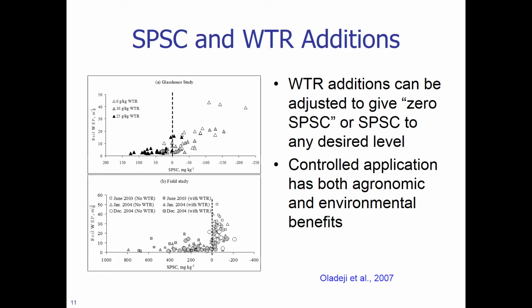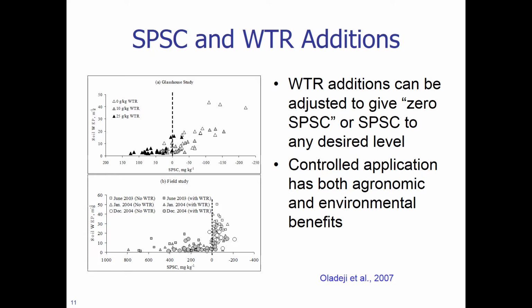study. In the figure to the top, you have SPSC, which is both positive, that's to the left, and negative, that's to the right, ranging from 0 to negative 250 and positive 200. And the y-axis is the soil water extractable P. Now, if you look at it very carefully, you have treatments with different amounts of WTR. 0 WTR will of course be the control, 10 grams per kilogram of WTR and 25 grams per kilogram WTR.